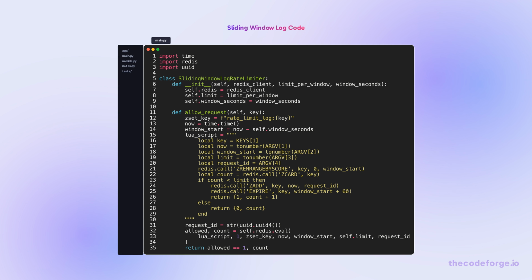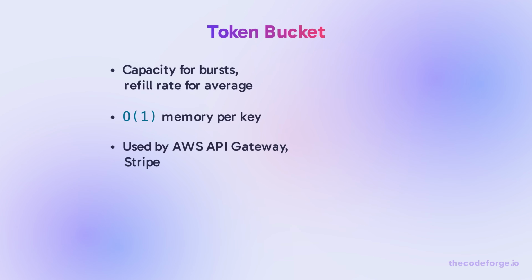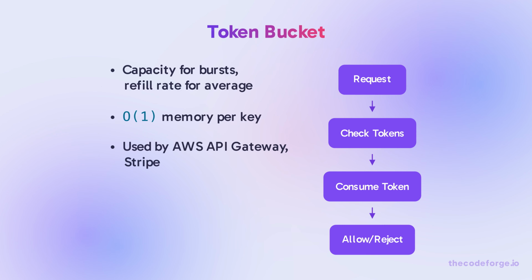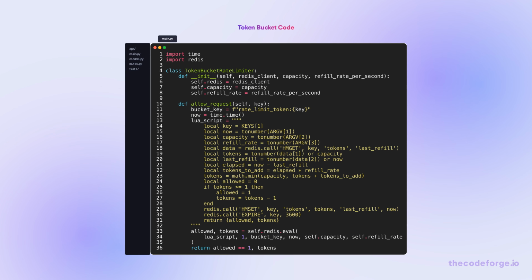It's precise but memory-intensive. The token bucket algorithm maintains a bucket with a capacity for bursts and a refill rate for sustained average. It's memory-efficient and ideal for most production APIs. This Lua script calculates tokens to add based on elapsed time, caps at capacity, and deducts one token if available. It's atomic and O(1) memory.